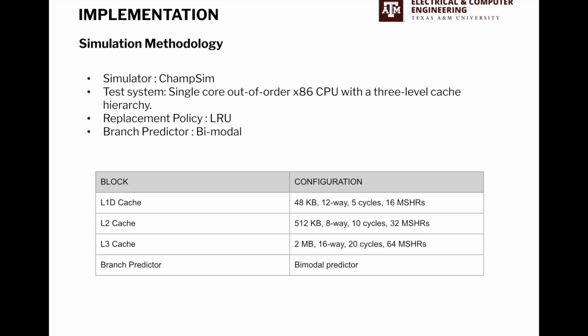We have used the following configurations for our implementation, where we have an L1 data cache of 48 KB, an L2 cache of 512 KB, an L3 cache of 2 MB, and we have used a bimodal branch predictor with the LRU replacement policy.